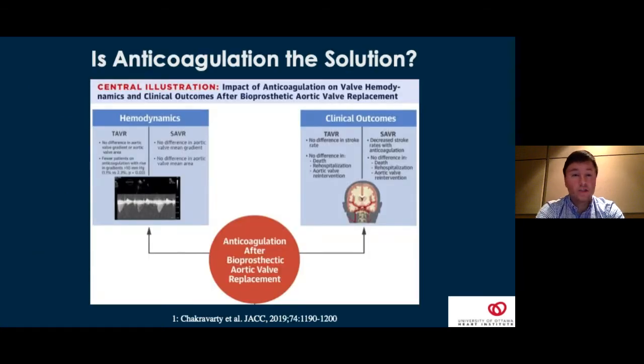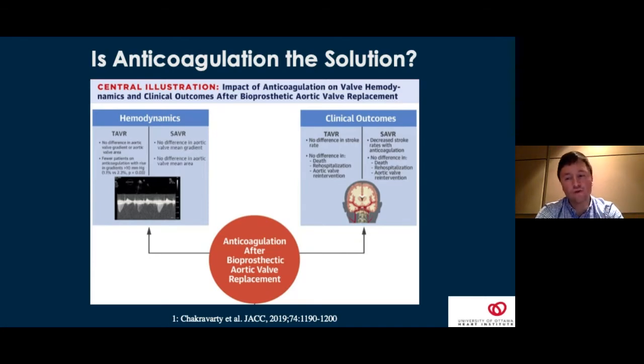Is anticoagulation the solution if a patient has a subclinical leaflet thrombosis or a slight increase in gradient? This study analyzed over 4,000 patients that underwent bioprosthetic AVR in a pooled cohort of TAVR trials comparing TAVR to surgery. Routine anticoagulation did not alter the hemodynamics of the valve, but was associated with a slight decrease of stroke after TAVR. Is anticoagulation the solution? I don't think so.